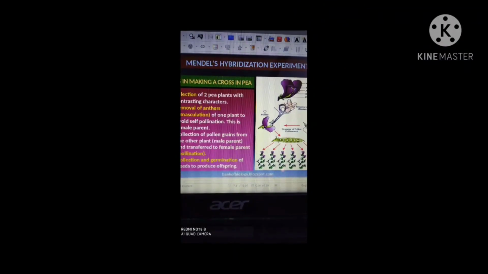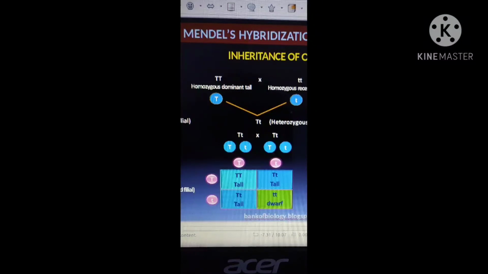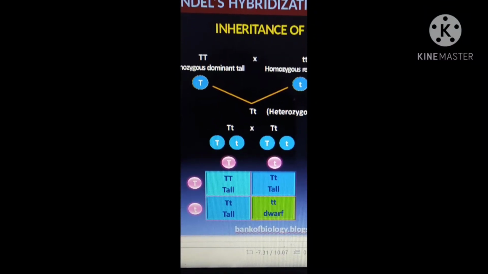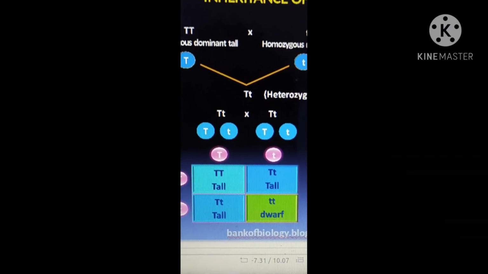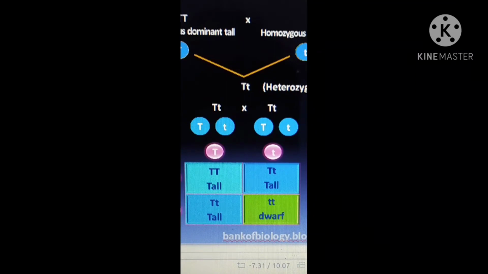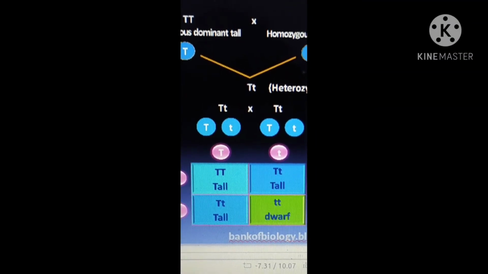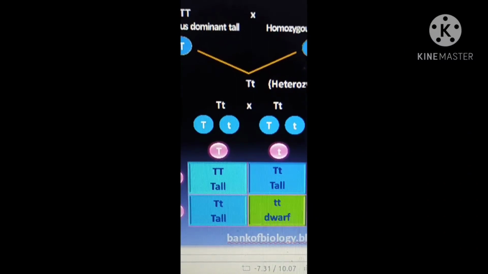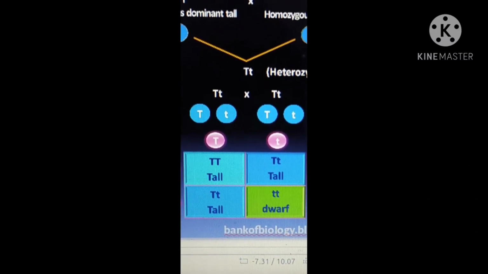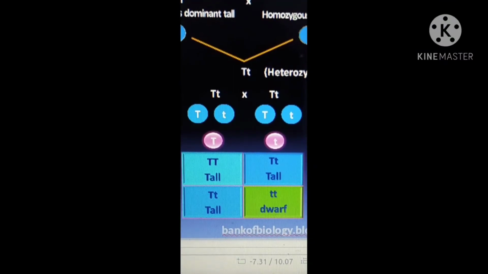Okay, let's go back to the same slide here. See, the genotype of tall plants. What is the phenotype of the first plant in the table? Phenotype is tall. And what is its genotype? Capital T, capital T. And what is the phenotype of the plant in the second column? Genotype, capital T, small t. And phenotype? Tall, again tall.